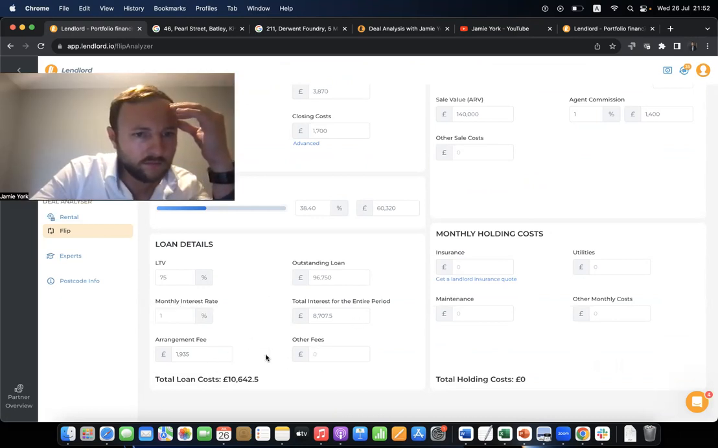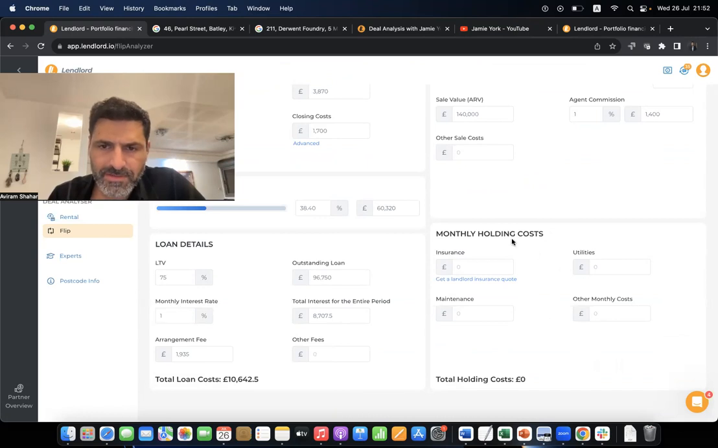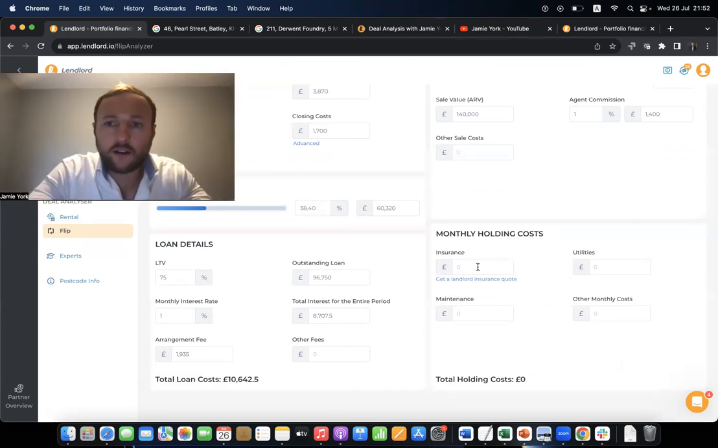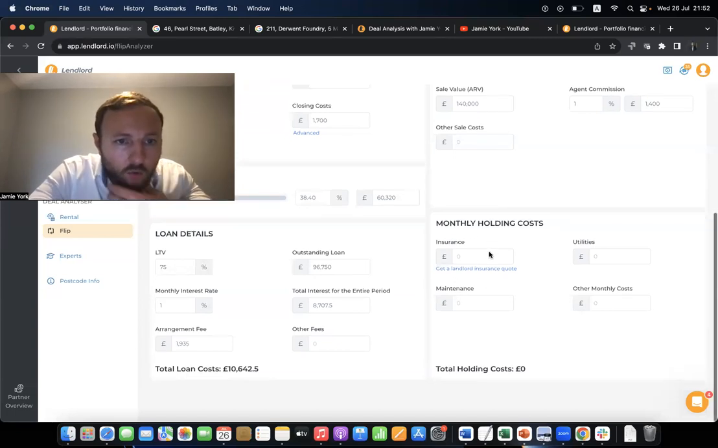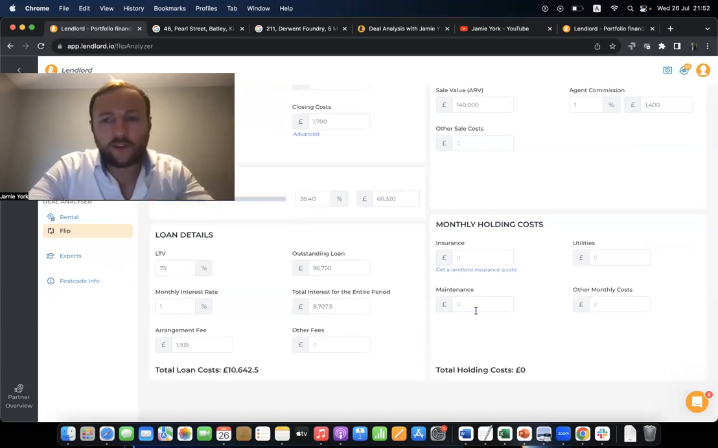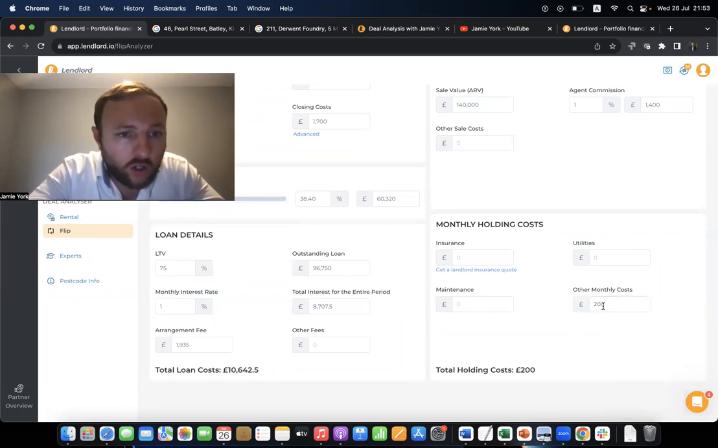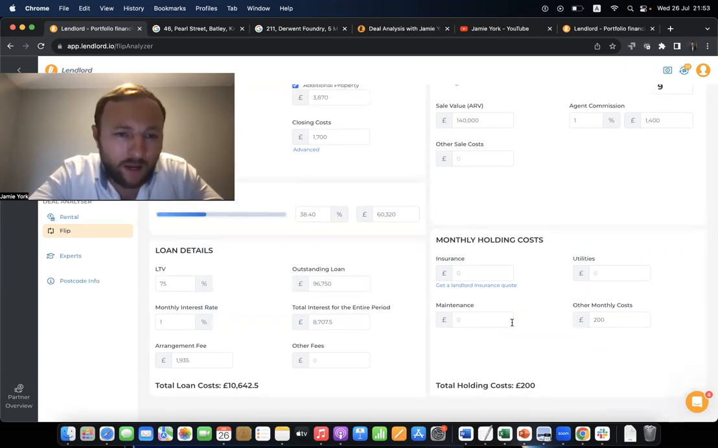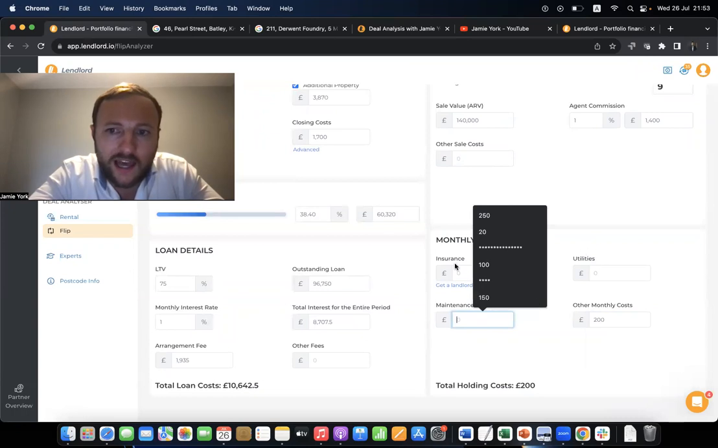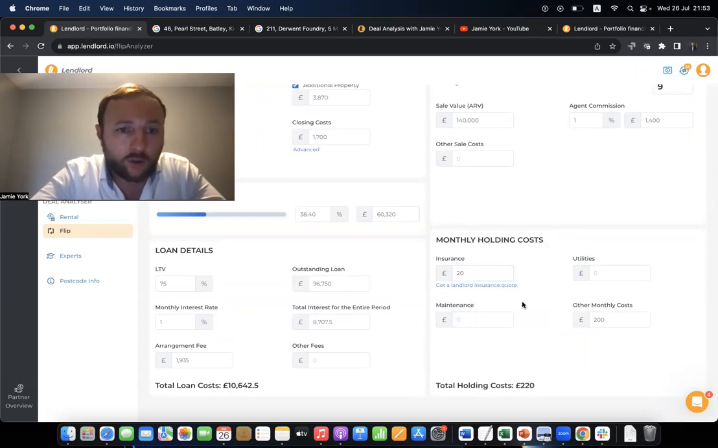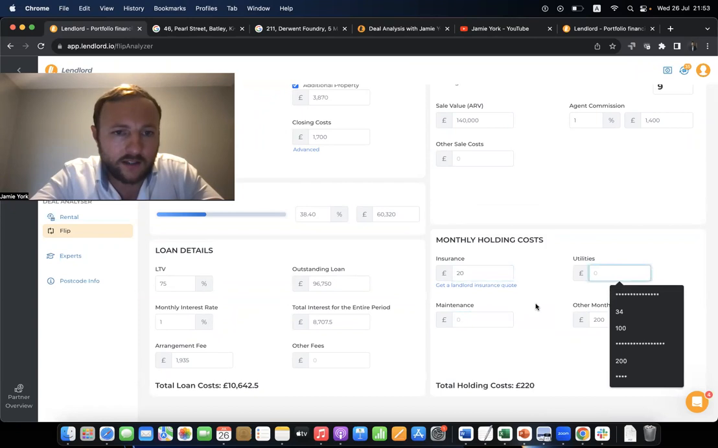Yeah. All right. Monthly, you had some monthly costs during the project? Yeah, so we had, if you're in other monthly costs, if you put about 200 a month, and that was ground rent and service charge within that. And then we had about £20 a month for insurances. And we had a 6-month delay on utilities. So we didn't need to pay any utilities.